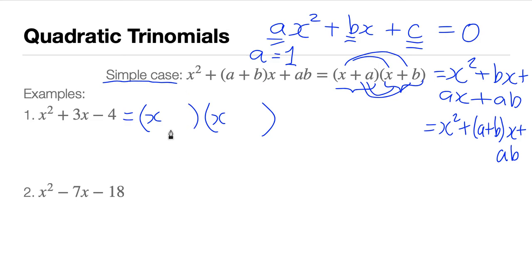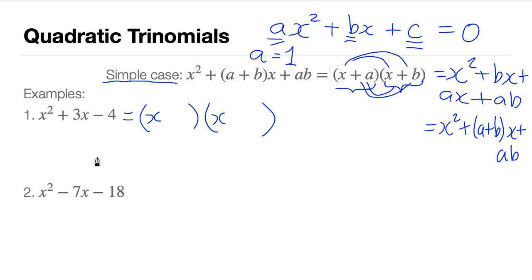Now the next question is, what should be written in this part and also in this part, in the boxes, including the signs? So we need to investigate what our last term is. Our last term is negative 4. We need to think of the factors of negative 4 that, when added, will become positive 3.